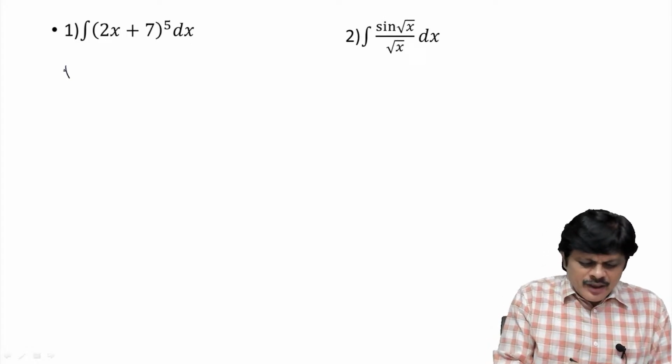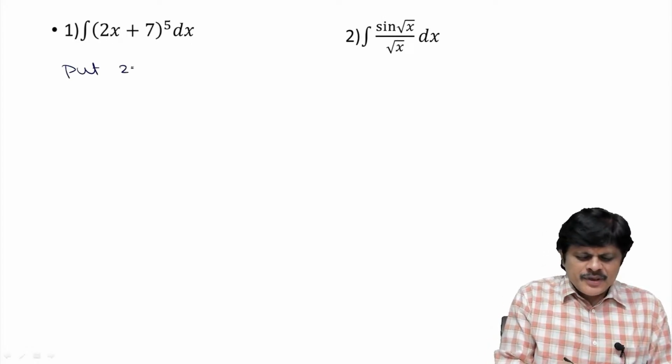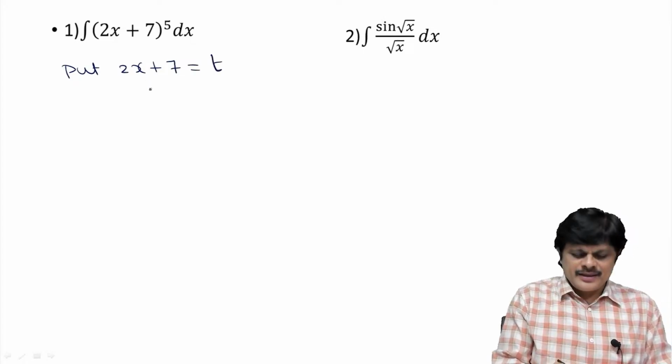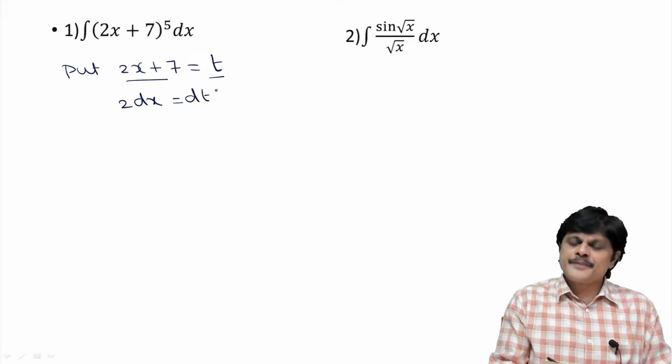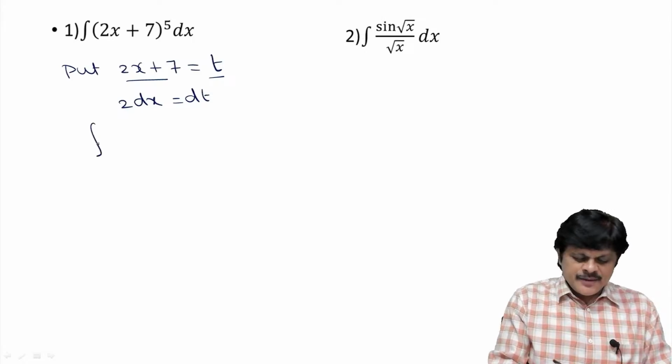First problem. What you do is you put 2x plus 7 is equal to, say, t. So differentiating, the differential of this equals the differential of this. What is the differential of this? 2 into dx is equal to dt. So making the substitutions, integral of 2x plus 7 to the power 5 becomes t power 5, dx is dt by 2. And it is simple to integrate now, t power 5.